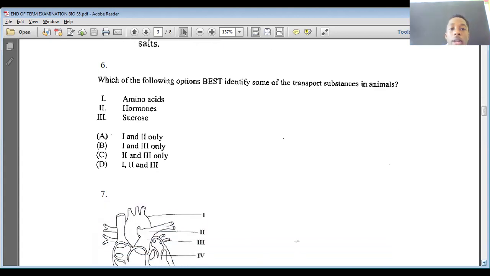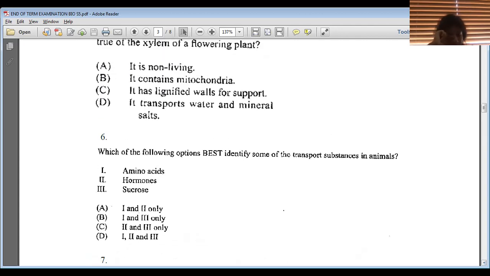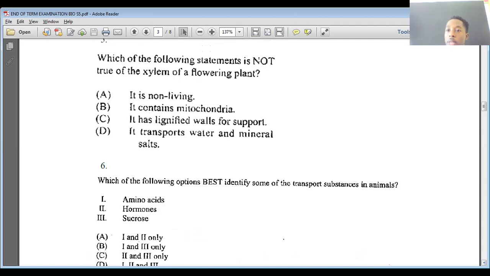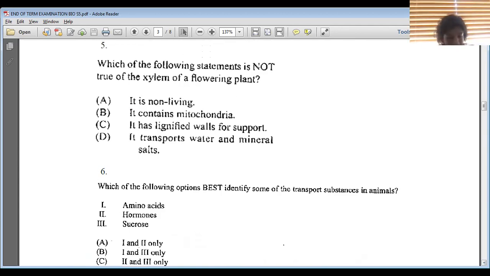Now, which of the following options best identifies some of the transport substances in animals? Amino acids, hormones, and sucrose. What do you think? And by the way, I got this one wrong, but I remember that the answer is all three of them. Okay. It is all three of them. I didn't know sucrose was transported. I thought I said it did all three of them. Yeah, the answer is all three of them, but I got that question wrong. You put only two? Yeah, I put amino acids and hormones. Okay, so it's all three of them.